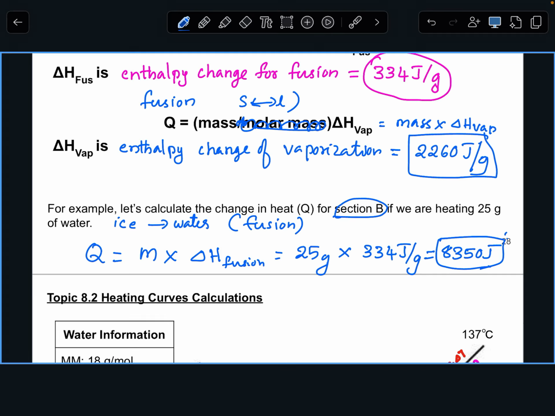You want to understand this? Okay, so now I'm going to give you the practice. There will be a question on your test. Maybe I will give you ice, then you will do A, B, C, D step by step, and you have to find how much energy is needed to reach steam, something like that. So let's go practice now.